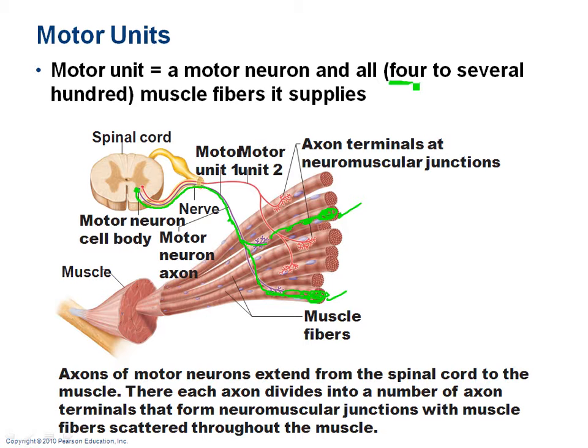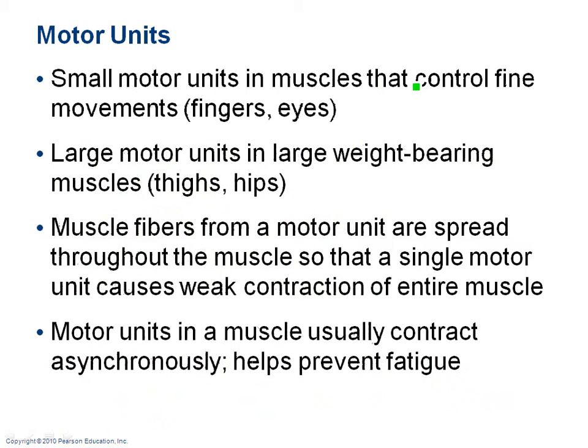The branches of its axons will all reach out and contact muscle fibers within the same skeletal muscle. Those branches are not going to spread out and contact separate skeletal muscles, so keep that in mind as well. This slide just summarizes a few important concepts about motor units.